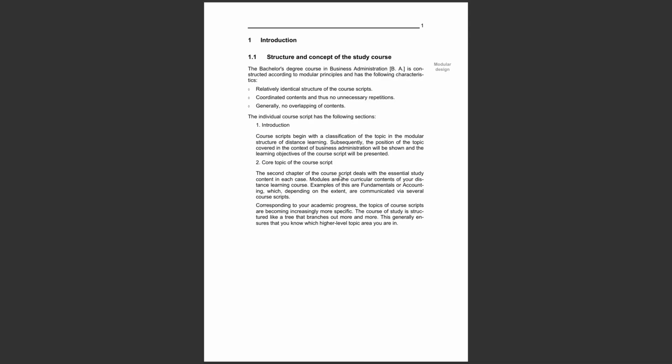The second chapter of the course script deals with the essential study content in each case. Modules are the central contents of your distance learning course. Examples of these are fundamentals of accounting, which, depending on the extent, are communicated via several course scripts corresponding to your academic progress. The topics of the course scripts become increasingly more specific. The course of study is structured like a tree that branches out more and more. This generally ensures that you know which higher-level topic area you are in.